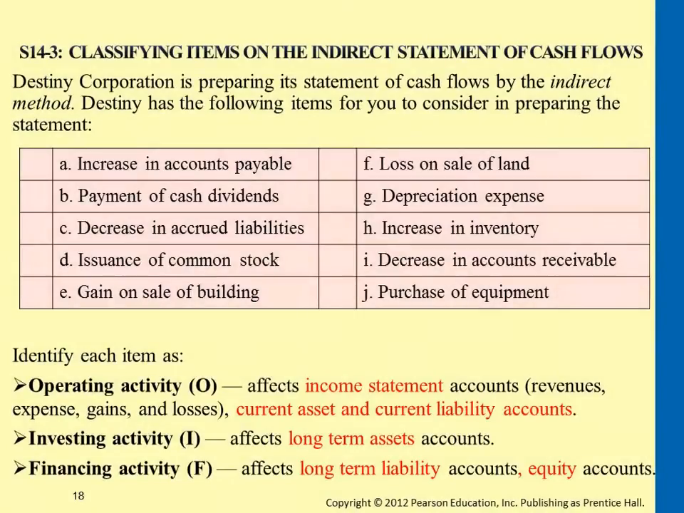Okay, let's do a very quick classification together. You see A through J, these different activities. If I were asking you to categorize these into operating, investing, and financing, these three types, which one would you call A? A would be in operating activities because accounts payable is a short-term liability account, right? Okay, what about B?